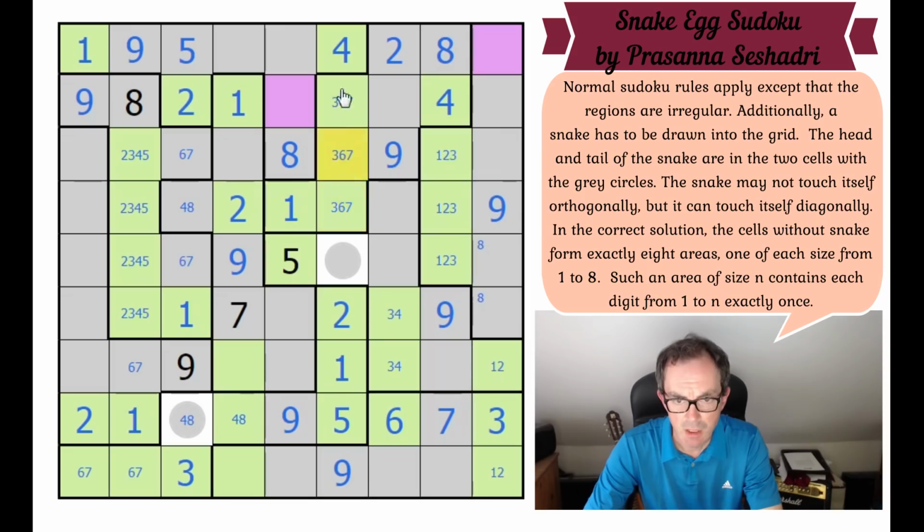Three. Oh, look in this column. That's got to be an 8 to complete the column, and that gives us the head or the tail of the snake as an 8. 1 here means that's a 2, that's a 1.